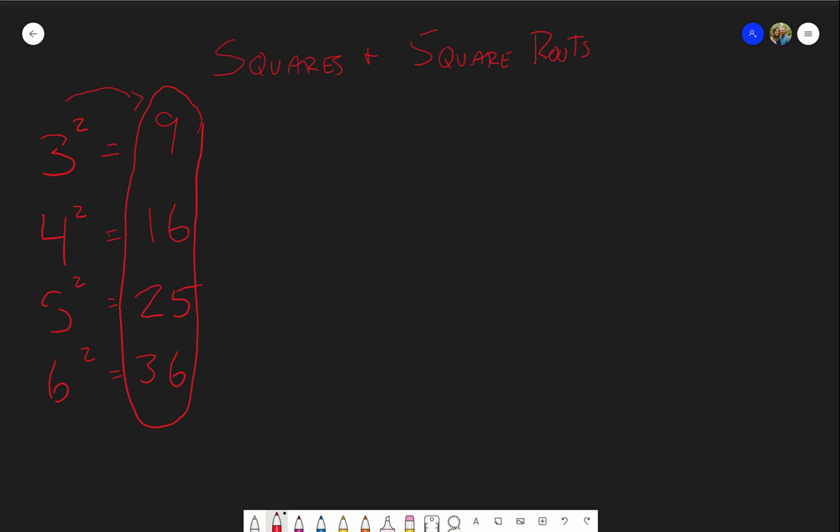To square root, we use the root symbol that looks like this. This is the square root symbol. And this does the opposite of squaring. So if I want to say, all right, what is the square root of 9? Well, that's 3. What is the square root of 16? That's 4. Square root of 25 is 5. Square root of 36 is, yes, it's 6. So this is just doing the opposite. This is going backwards when it comes to squaring.